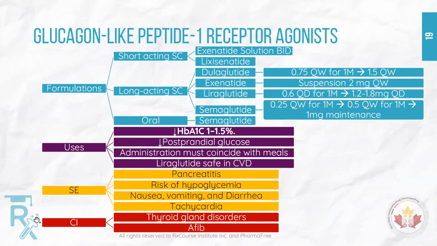The glucagon-like peptide agonists decrease the HbA1c by up to 1.5%. It decreases the postprandial glucose. So if we say it decreases the postprandial glucose, we will be focusing more on exenatide, the low strength, which is 5 microgram, that's taken before meals. But the one that is taken weekly is controlling the glucose all around the day, not only the postprandial. Administration must coincide with meals.